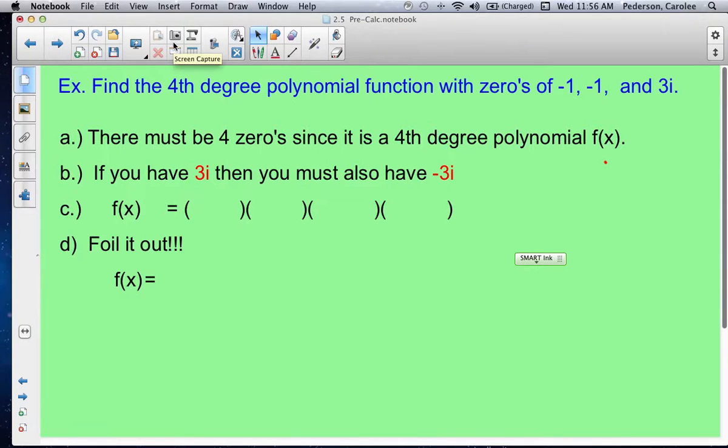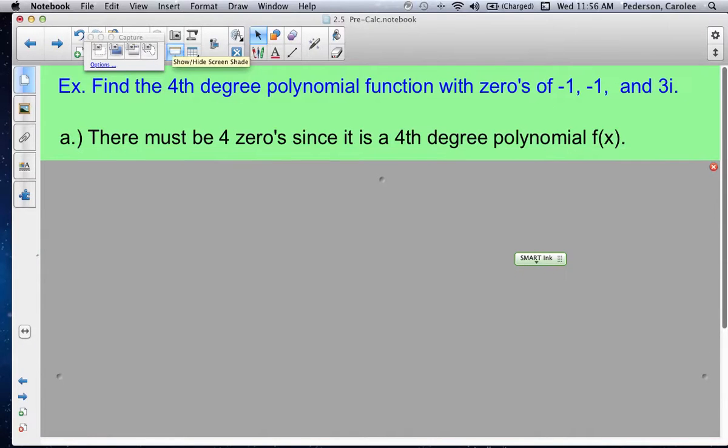So that's what's going to help us with this problem.